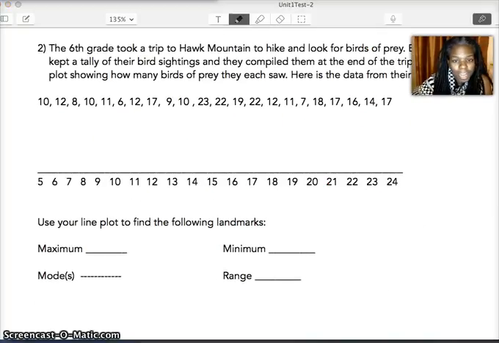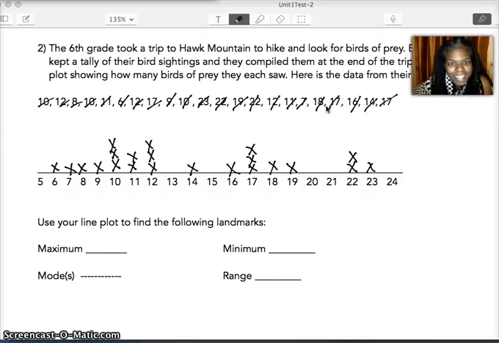Let's look at number 2. Our example before had a line plot. We're going to do the same thing. Let's get started. Taking my time, this is what I got from my line plot, and now I'm going to do the same exact thing we did last time. We're going to look for the major landmarks. Maximum, we can clearly see, is 23. The minimum would be 6.